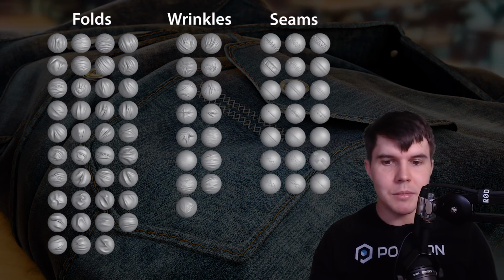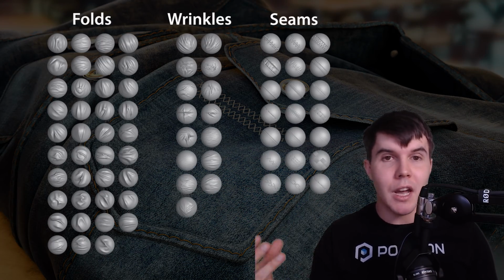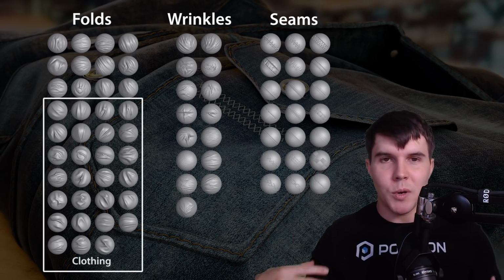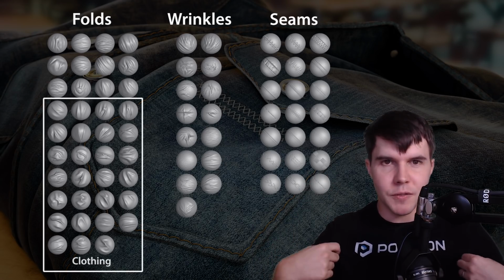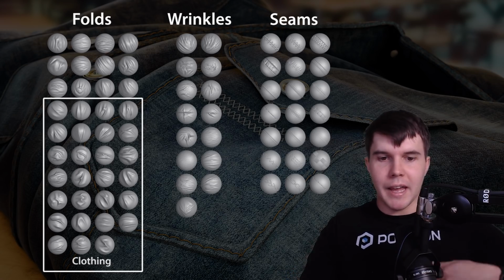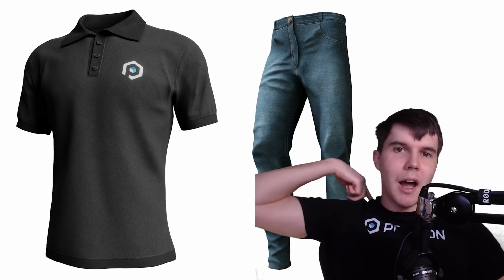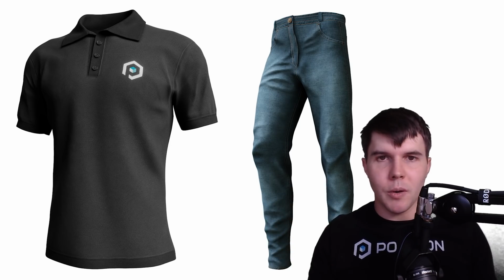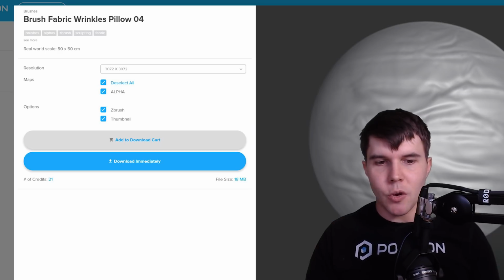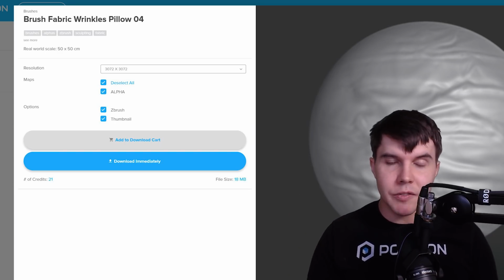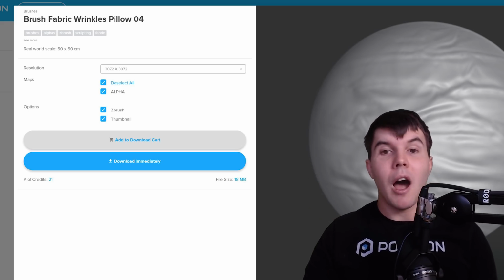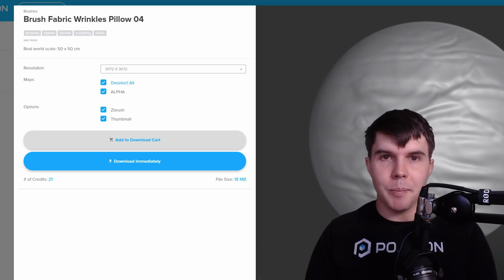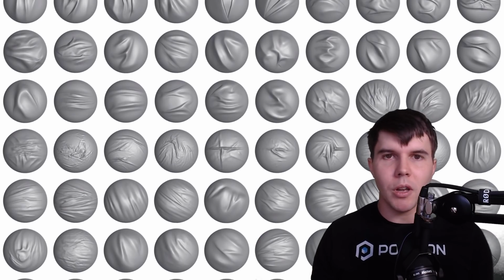So there are actually four types of fabric brushes now on Poliigon. There are folds, wrinkles, and seams, as I already mentioned, as well as another type I didn't mention, which is clothing, which is specific folds for specific parts of clothing, like the armpits, the crotch, the back of the shirt, common areas like that. Each one is available to download as a ZBrush file, as well as a PSD for other sculpting software like Blender.